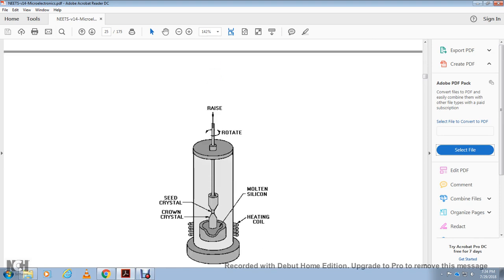All right, so: raised and rotated seed crystal, grown crystal, molten silicon, heating coil.